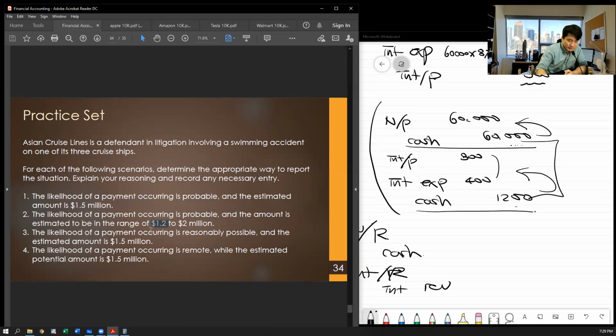Okay, so here in number one, the company will report contingencies of 1.5 million. If the estimate is in the range, the company will report the lower number, 1.2 million. Okay. If the outcome is reasonably possible or remote, you're not going to report in any way. Okay. If accounting is supposed to be conservative, why wouldn't you record 2 million?